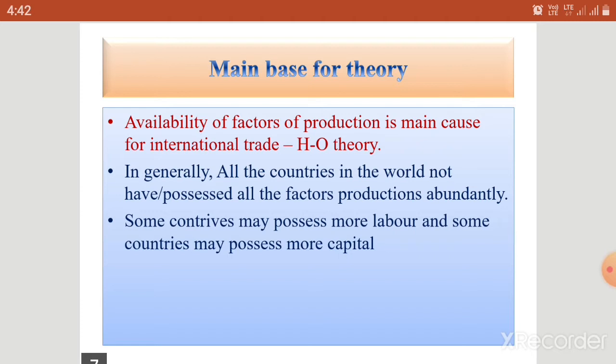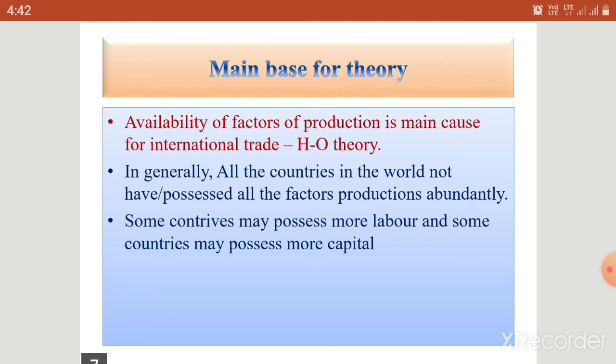Some countries may possess more labor and some countries may possess more capital. You have to see the availability of the factors of production. According to Heckscher-Ohlin theory, the factors of production are only two: labor and capital. The availability of these two factors may not be abundant in all the countries.